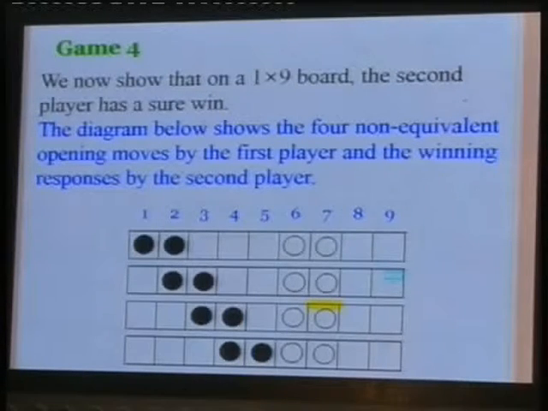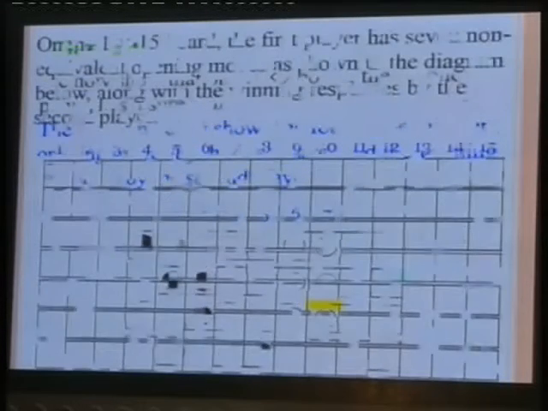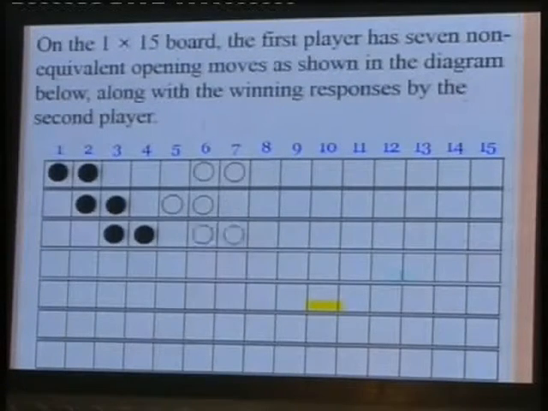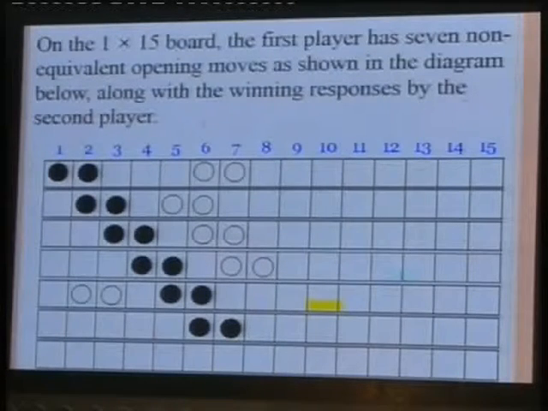I think we're ready to jump to the 1 by 15. All right, so let's look at the 1 by 15 board. There's 7 non-equivalent opening moves. And similar to last time, we'll show the winning move for the second player. So these are the 7 moves. It's a little bit trickier than the 1 by 9.